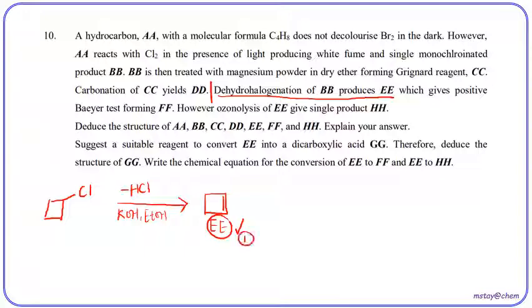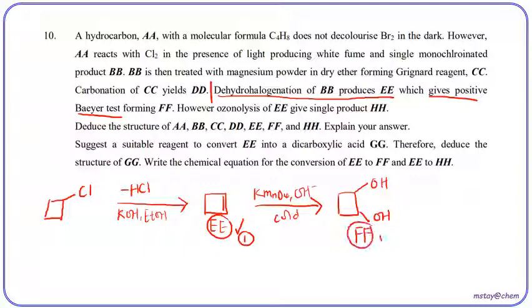Okay. How can we confirm that EE? Because they say it will give a positive Bayer test, forming FF. So for the Bayer test, we are going to use cold alkaline KMnO4. Alkali is the OH negative, and then cold. So we'll break the double bond and form 2 new single bonds. Both new single bonds are bonded to the OH to form a diol. So this is the structure for the FF.